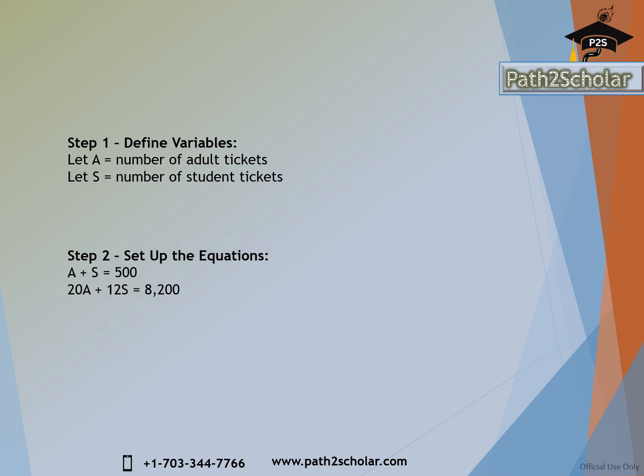So the equations we can create from these two variables are A plus S equals 500 and 20A plus 12S equals 8,200. For the first equation, we get this by using our two variables, which are defined as the number of tickets sold for adults and students. And because they're the only two types of tickets being sold, we can add them together to find the total number of tickets sold, which we were given in the problem to be 500. We did the same thing for the second equation, except this time with the money and the total amount of money that was generated from the concert.